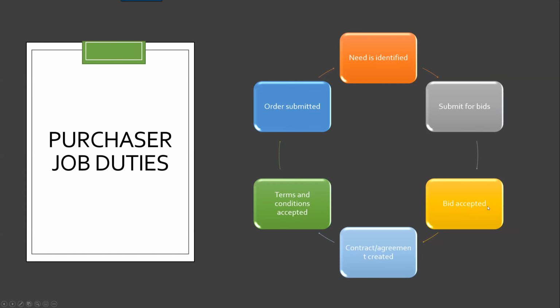In some businesses, this requires a committee or board approval. Then next you can move over into the contract agreement. Here in large corporations, this can be a very tedious and laborious task with multiple steps, but the idea is to create really good, strong controls. Next you can move over to the terms and conditions that are accepted. And finally, you get to submit the order.